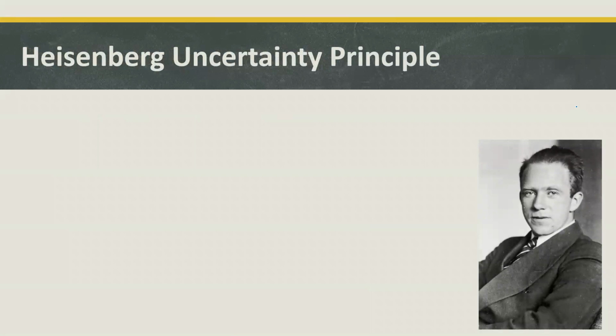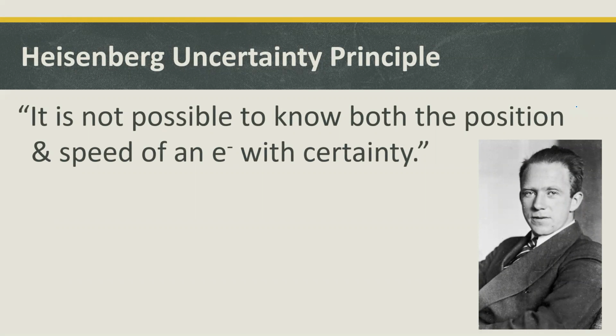And then the Heisenberg uncertainty principle basically says, although we do know that these quantum numbers are pretty accurate, because the electrons are so small and they're so rapidly moving at all times, it is not possible to know the position and the speed of an electron with certainty. We can guesstimate their location, their sublevel, their energy level, their orbital, their rotation, but it's not possible to know with 100% accuracy because they're so small and they're just constantly moving.